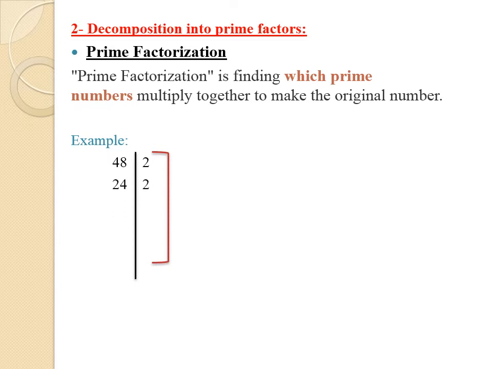Again, 24 is divisible by 2 to get 12. 12 is also even. It's divisible by 2 to get 6. 6 is divisible by 2 to get 3. Now 3 is not divisible by 2. It's divisible by 3 to get 1. بس نوصل لل 1 يعني أنا خلصت ال prime factorization اللي إلي.